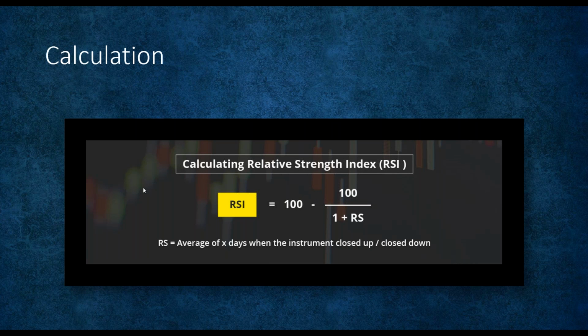Okay. Now, RSI is a relatively easy mathematical calculation, although you'll never, ever have to do it. RSI is equal to 100, a simple 100 number, minus 100 divided by 1 plus RS. RS stands for the average number of days when the instrument closed up or closed down. Now, that's kind of what RS is.